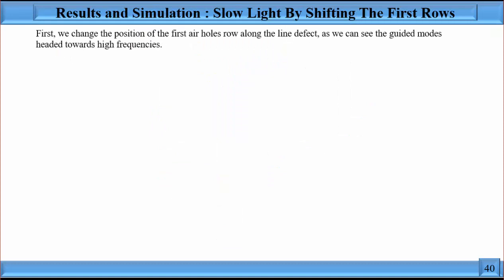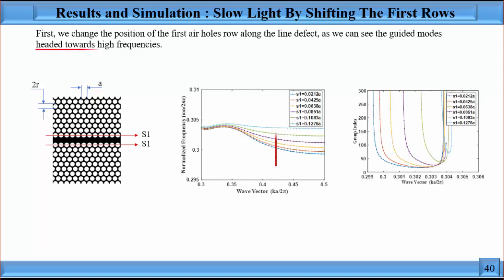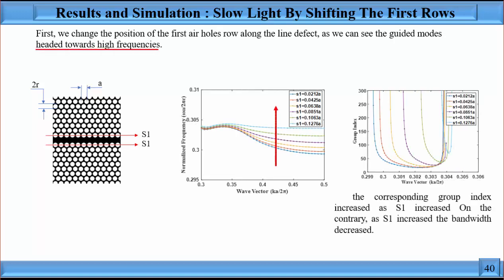Slide 40. Slow light by shifting the first rows. First, we change the position of the first air holes row along the line defect. As we can see, the guided modes headed towards high frequencies. The corresponding group index increased as S1 increased. On the contrary, as S1 increased the bandwidth decreased.